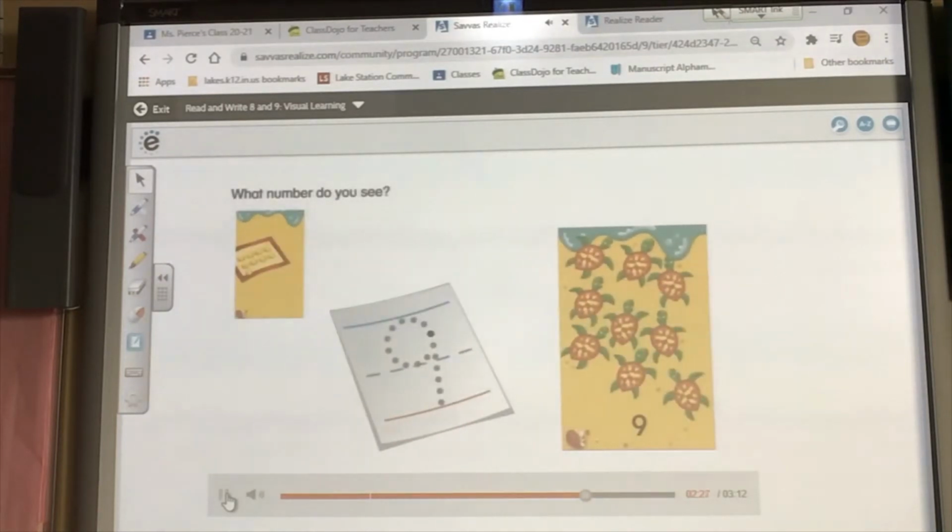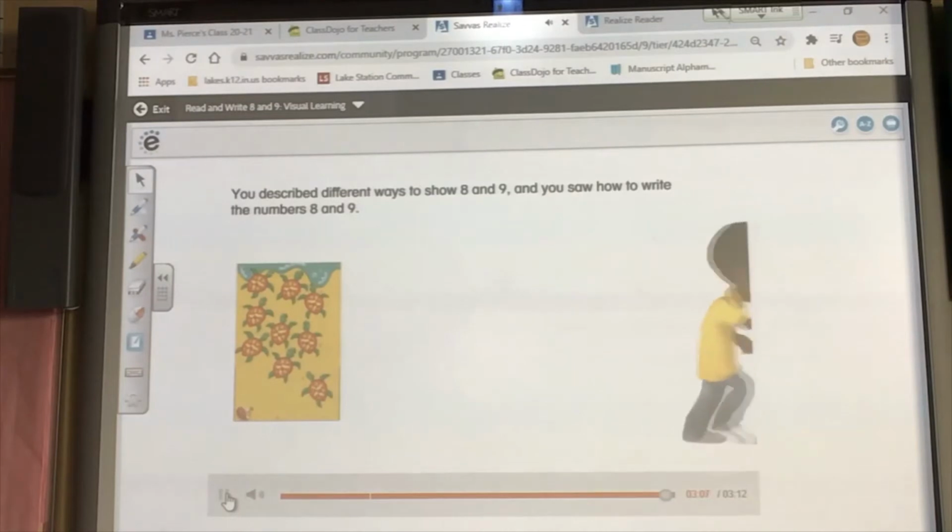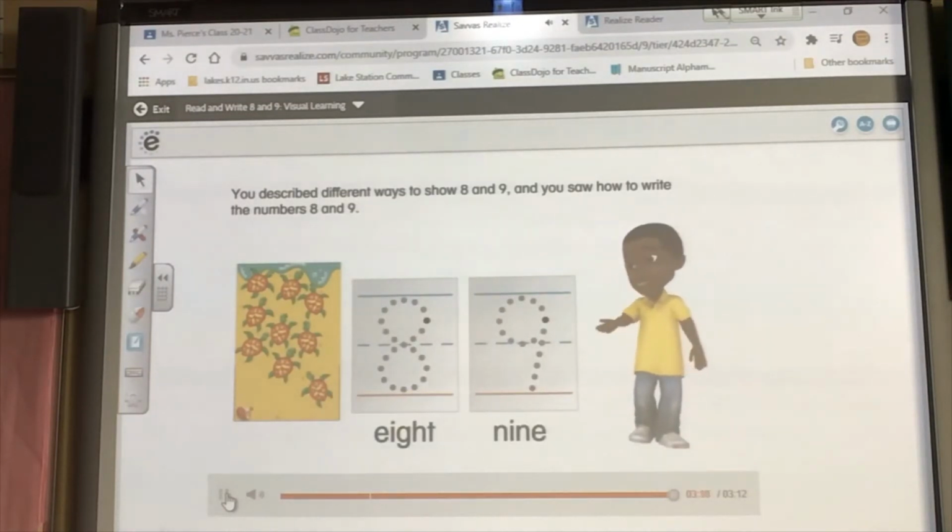What number do you see? It is the number 9. What does the number 9 describe? It describes how many turtles there are. If you trace this number, what number will you write? You will write the number 9. Where do you start to trace the number? You start at the dot. You describe different ways to show 8 and 9. And you saw how to write the numbers 8 and 9.